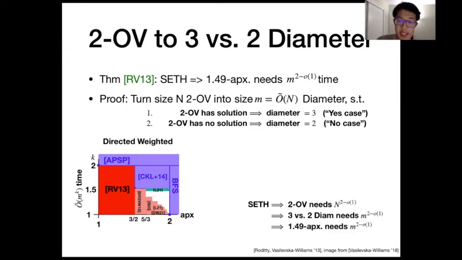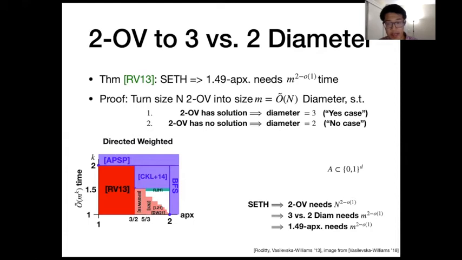Okay, so why is this enough? Well, by the previous slide, SETH implies that two orthogonal vectors needs quadratic time. But then by the reduction, this means that distinguishing between diameter 3 and diameter 2 also needs quadratic time. And that implies that a 1.49 approximation also needs quadratic time, which is what we want to show. Now all that remains to do is to construct this diameter instance from this orthogonal vectors instance. So how do we do it?